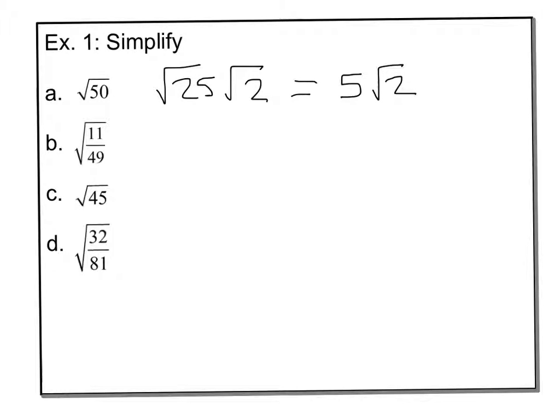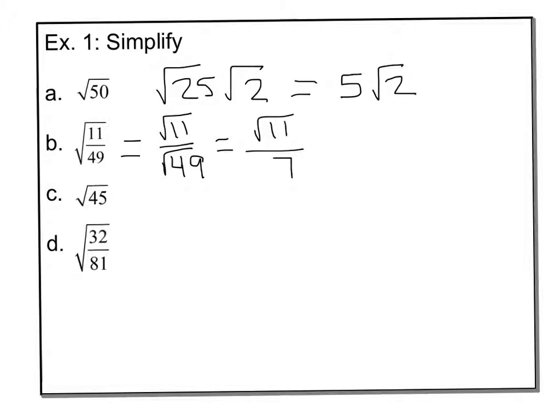In part B, I look at my two numbers, and I can split them up into two square roots, the square root of 11 over the square root of 49. The square root of 11 is not a perfect square, and there are no perfect squares that go into it. As a matter of fact, it's a prime number. So the numerator is going to stay the square root of 11. But the denominator is a perfect square. Its square root is 7, so my answer becomes the square root of 11 over 7.